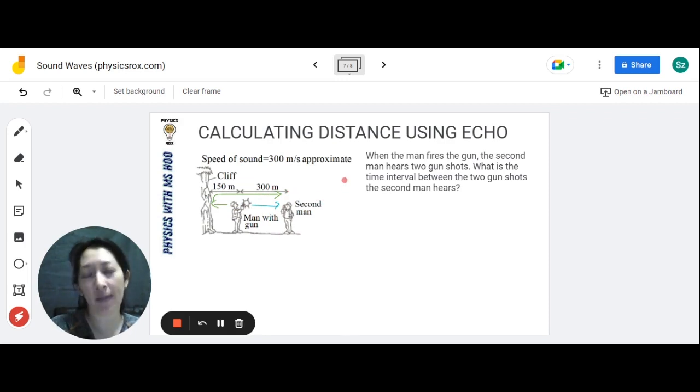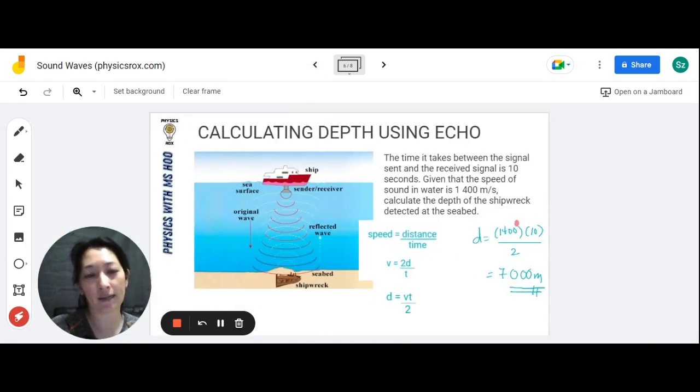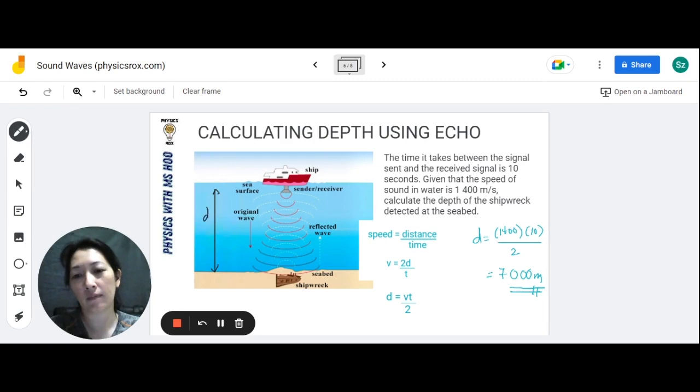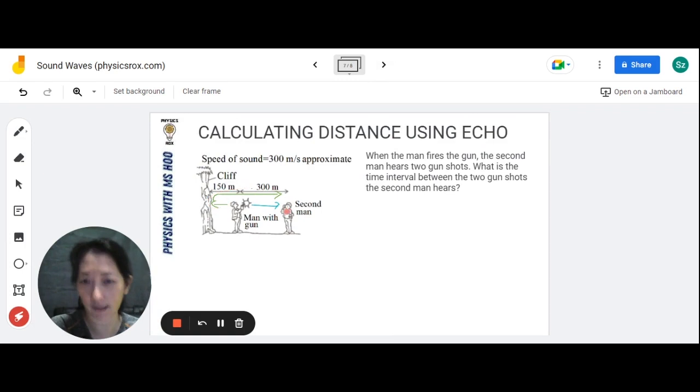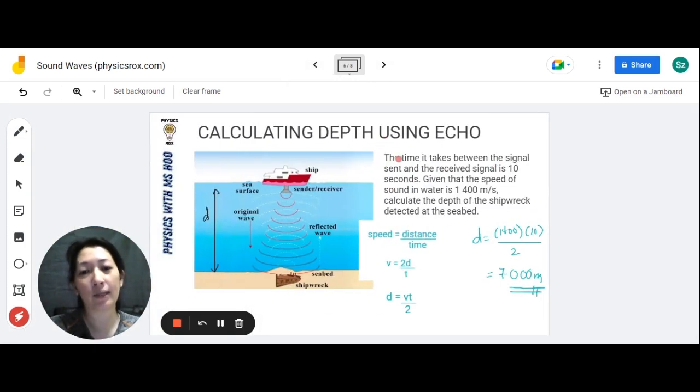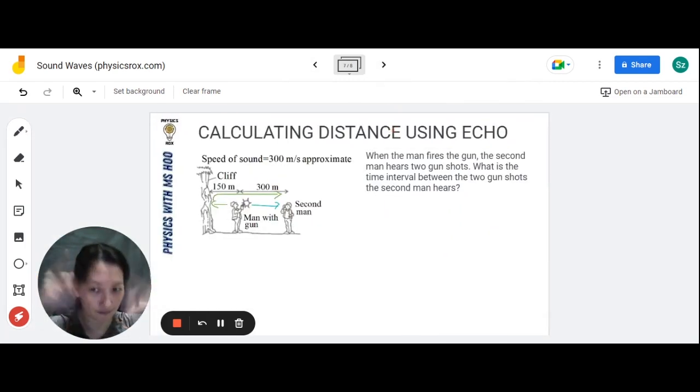So to calculate the time interval, you need to first calculate the time it takes for the first gunshot and then the second gunshot, and then get the difference in time. So how to calculate? In this case, you can't use d equals vt over 2 directly, because that is for when the distance traveled is the same in both directions. But here, although there's an echo, it's not the same. So I suggest you use the speed equals distance over time formula directly, and use your logic to figure out the distance.